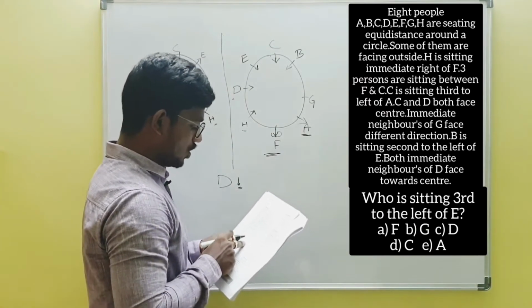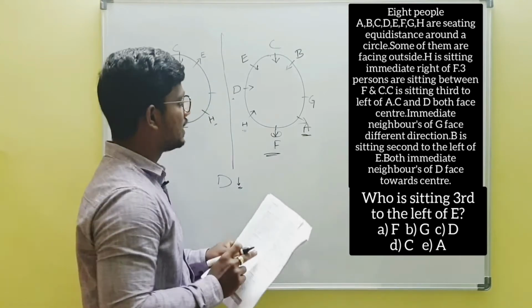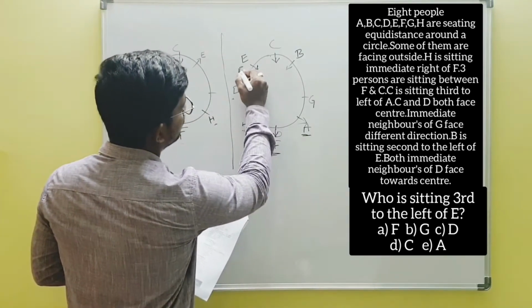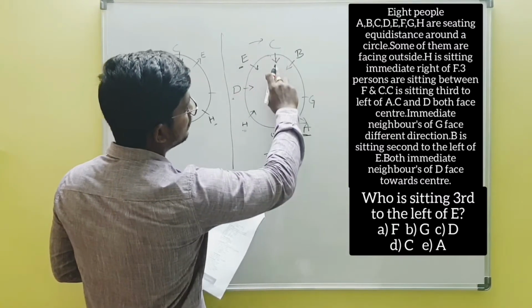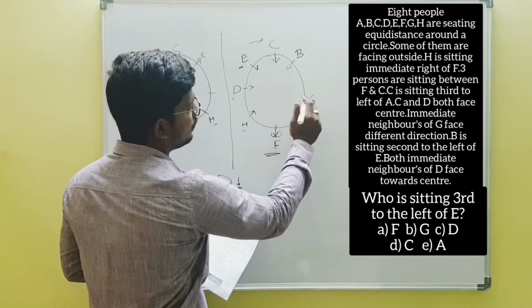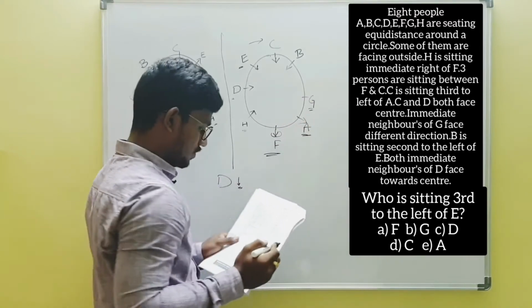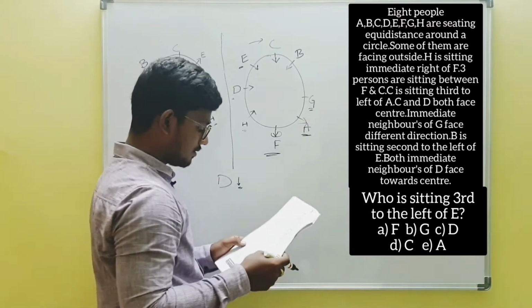The 12th question is: who is sitting third to the left of E? See, here E is placed, and third to the left of E is in this direction, which is 1, 2, 3. So third to the left of E becomes G. So option B is our answer.